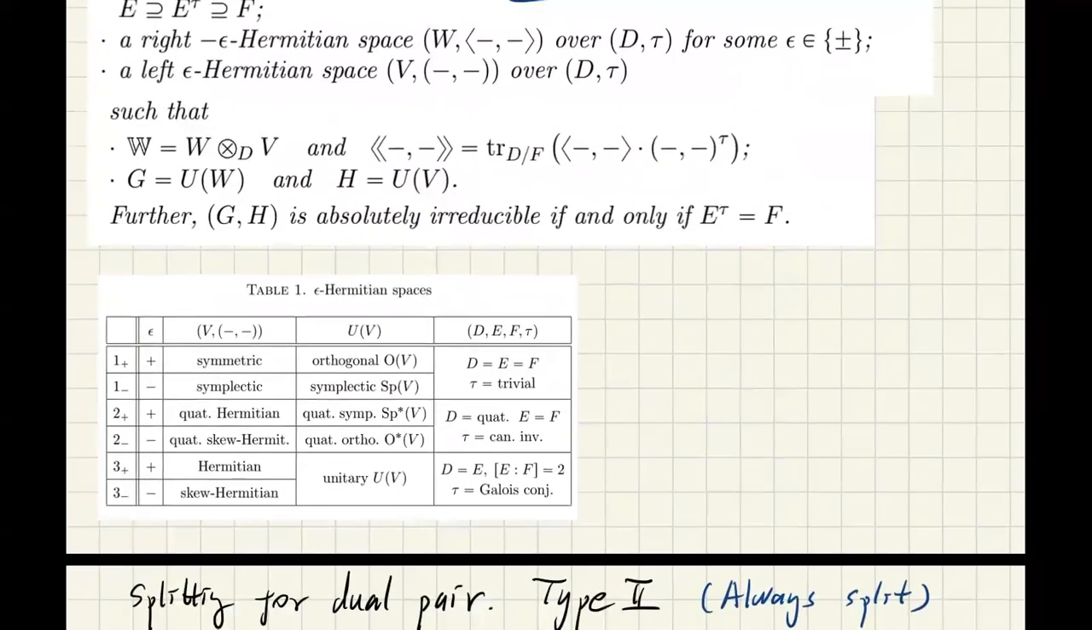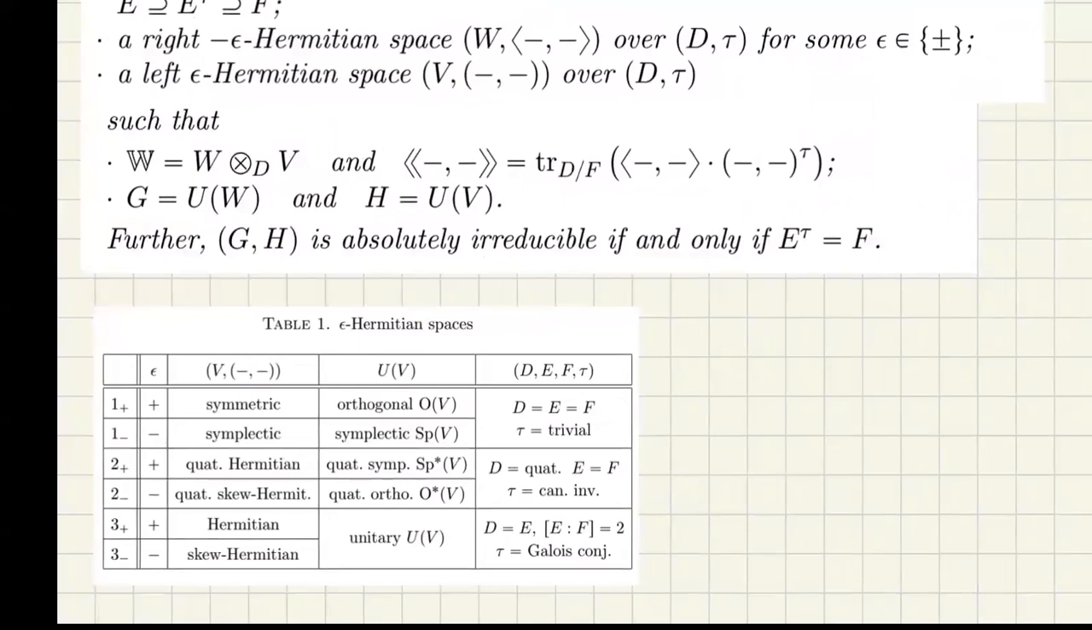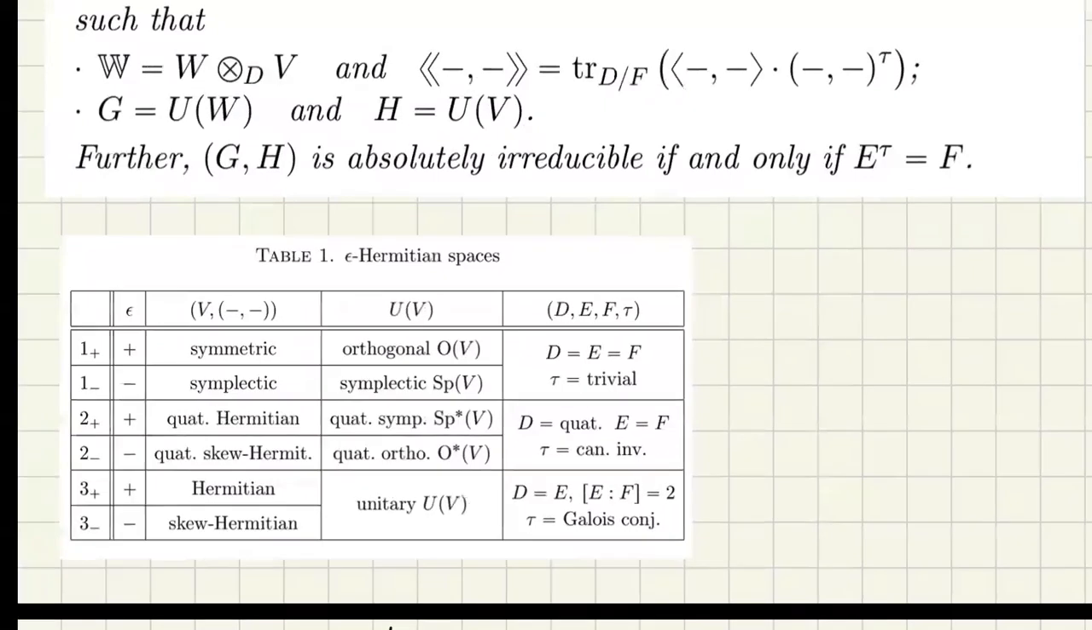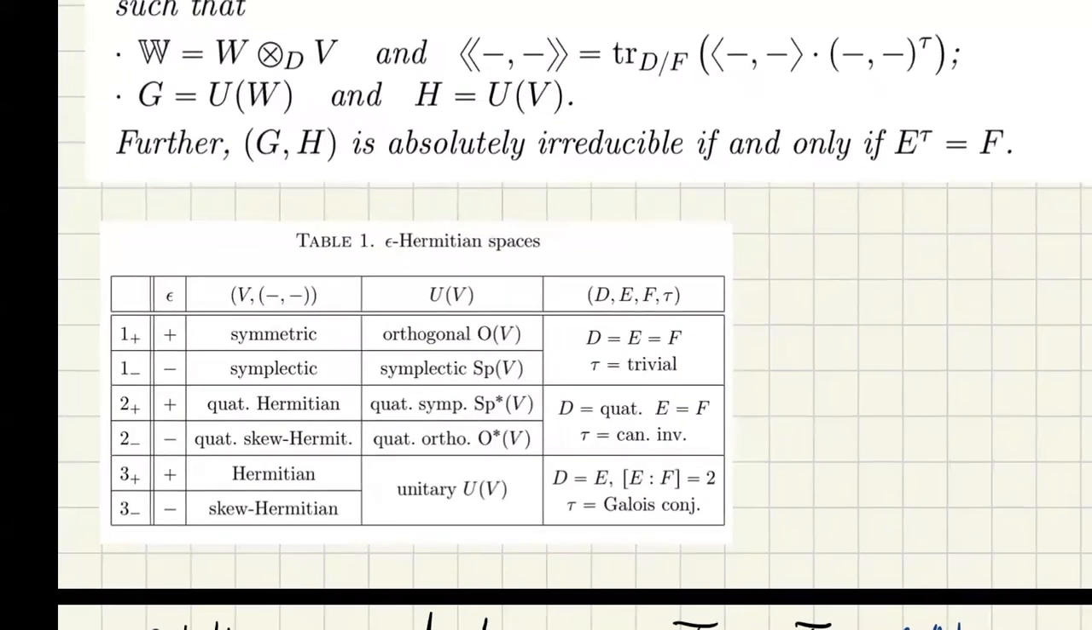So it's quite abstract, but let me do it more quickly. This is the only table you need to memorize. This is a table of absolutely irreducible type 1 dual pairs.